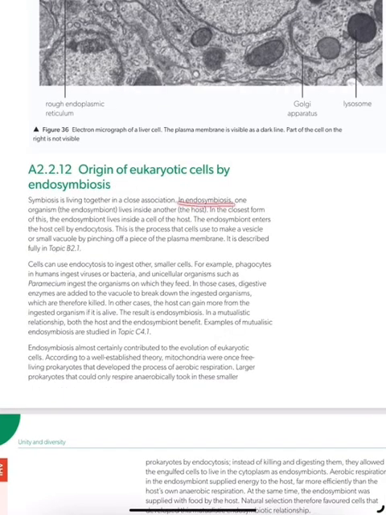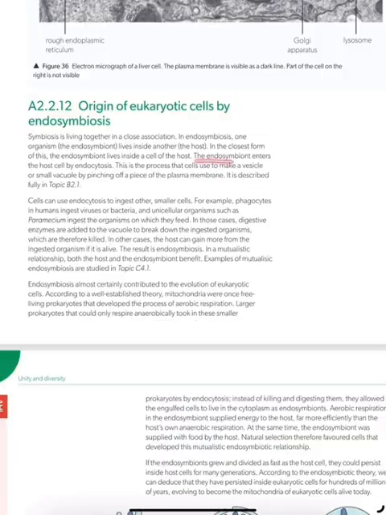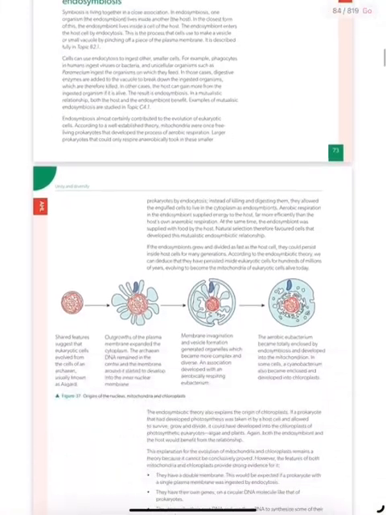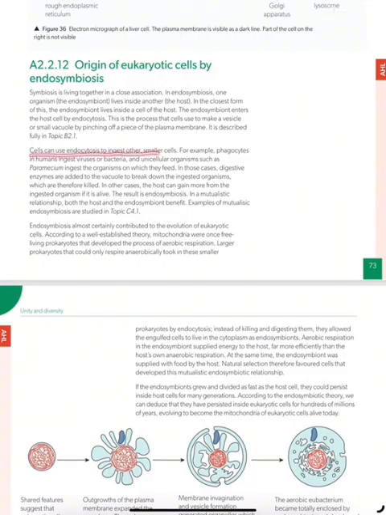In endosymbiosis, one organism lives inside another, which is called the host. The endosymbiont enters the host cell by endocytosis. This is the process that cells use to make a vesicle or small vacuole by pinching off a piece of the plasma membrane. Cells can use endocytosis to ingest other and smaller cells.